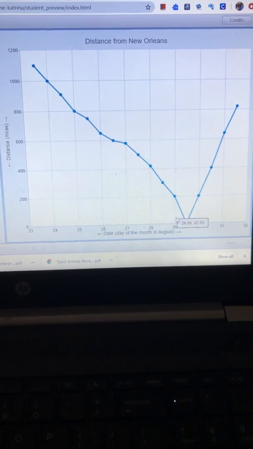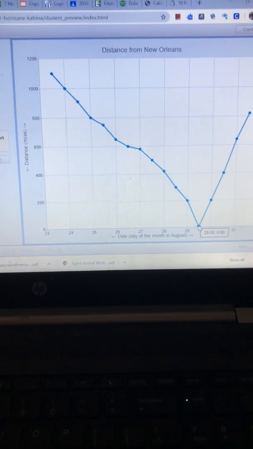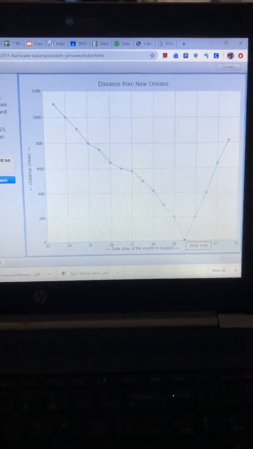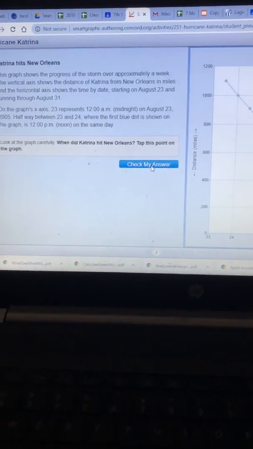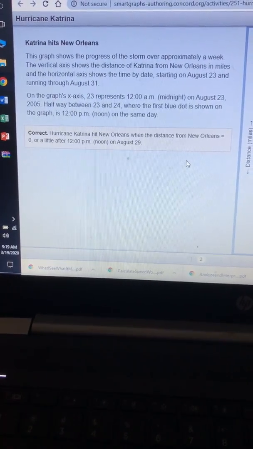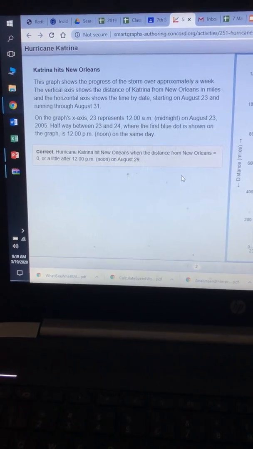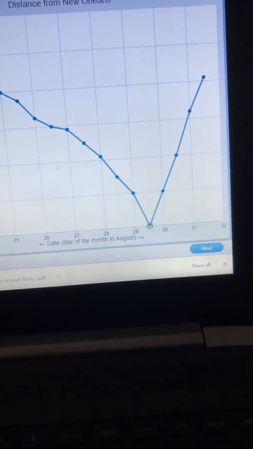So obviously it's whenever it's so close, right? Like it's 0 miles away. So that's the best bet. So I'm going to click that, and then I'm going to click check my answer. Correct. Hurricane Katrina hit New Orleans when the distance from New Orleans was 0, or a little after 12 p.m. noon on August 29th, my bad.